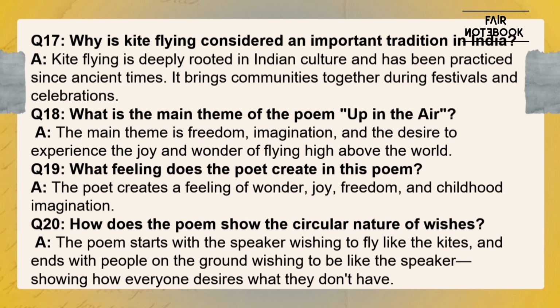Question: how does the poem show the circular nature of wishes? Answer: the poem starts with the speaker wishing to fly like the kites and ends with people on the ground wishing to be like the speaker, showing how everyone desires what they don't have.